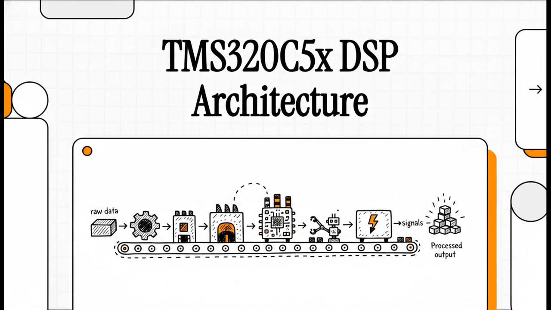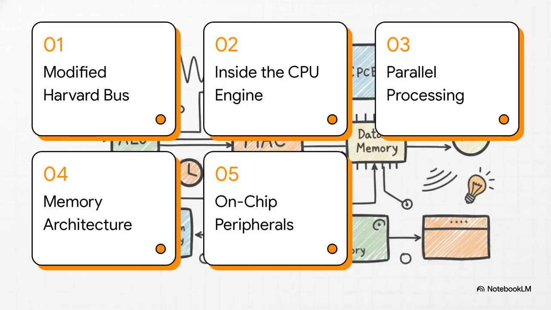Let's get into it. So, here's the roadmap for our factory tour today. We'll start with the modified Harvard blueprint, look inside the CPU engine, explore its parallel processing power, break down memory speed versus flexibility, and finally look at connecting to the outside world.